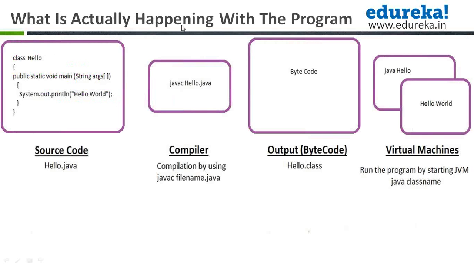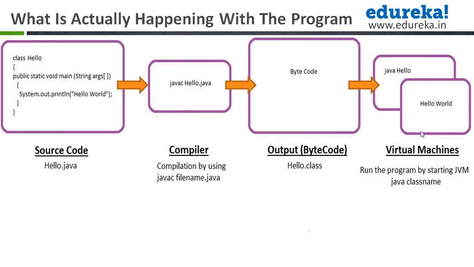Now what actually was happening with this program? You wrote a class, then within that you printed Hello World. This is the source code. After the source code, when you run the code, first of all it was compiled into a .class file. After compilation, what happens? It gets converted into bytecode, that is Hello.class. Okay, that is the bytecode. Finally, your bytecode is executed and you see Hello World on the console window.